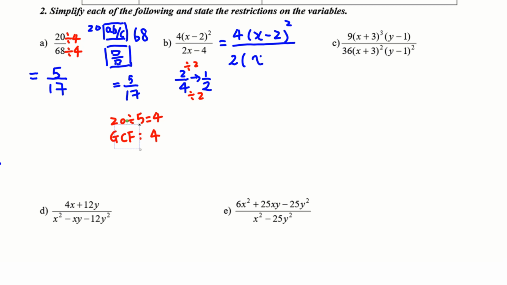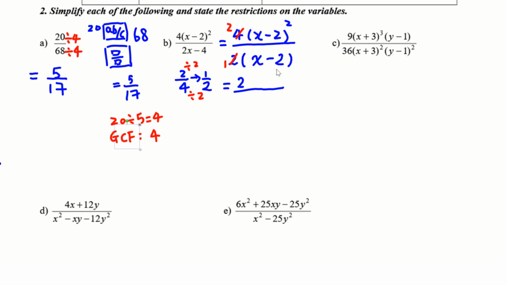So 1x, we don't have to write a 1 in front. 4 divided by 2 gives you 2. So these two numbers give you the number left in the bracket, minus 2. So 1x minus 2. 2 times x is 2x, and 2 times negative 2 gives you negative 4. Then after that, we are going to simplify it. So 4 over 2, you have common factor 2. You divide the common factor 2 into both numerator and denominator, and you have 2 over 1.